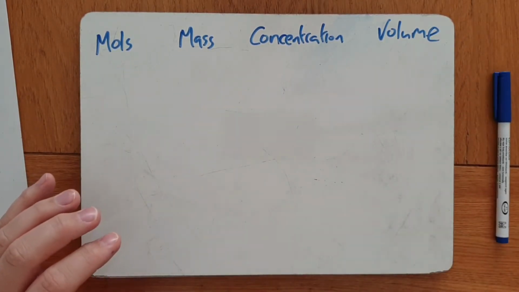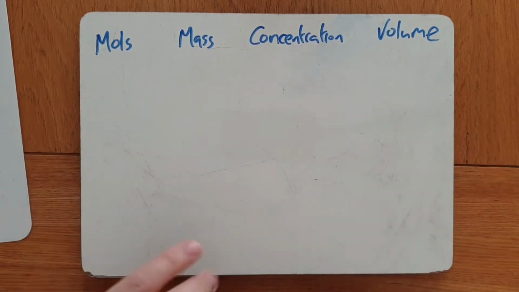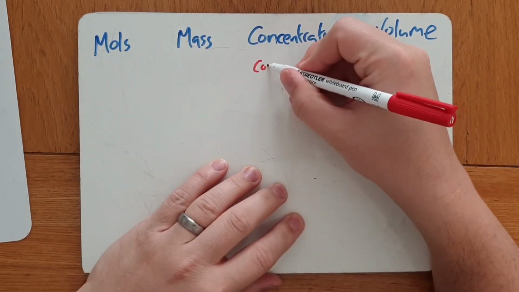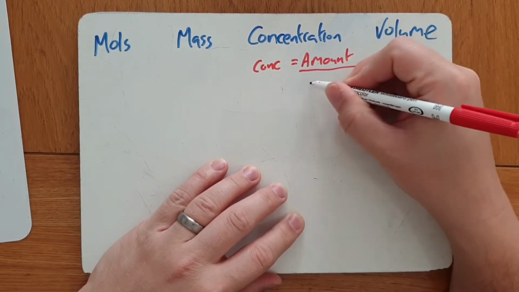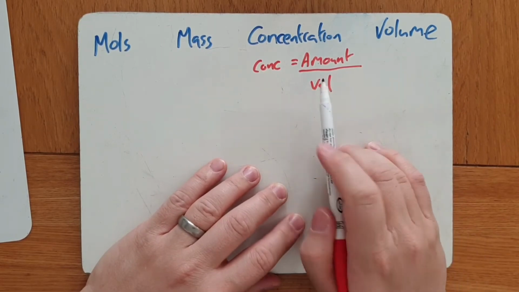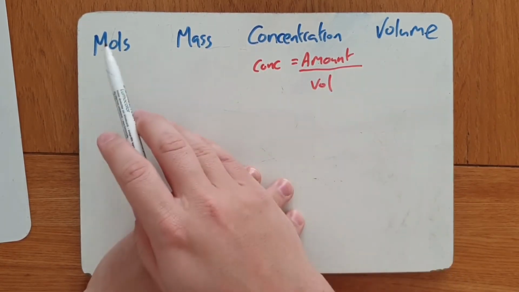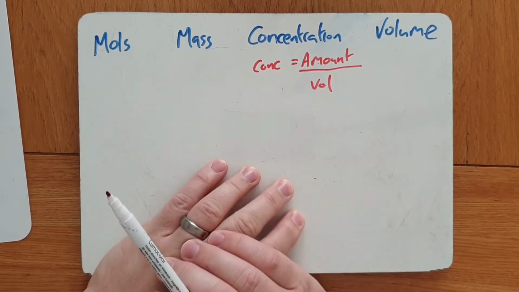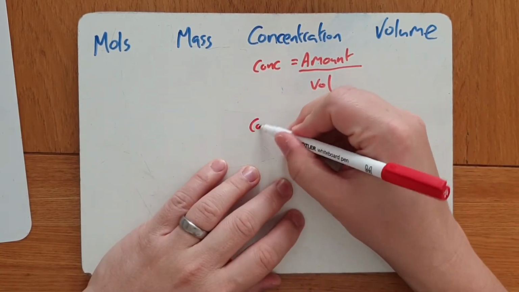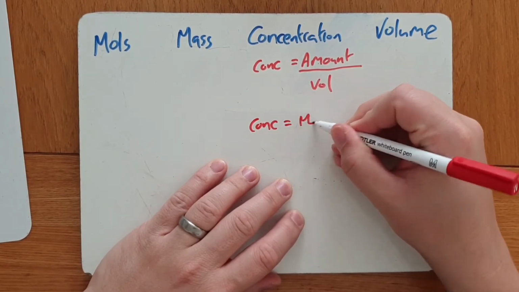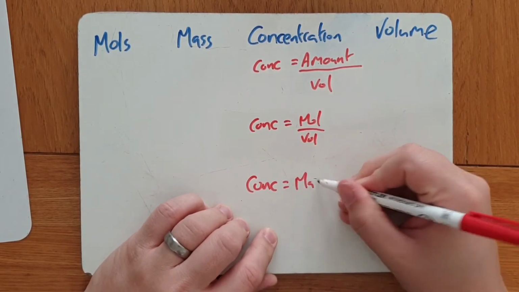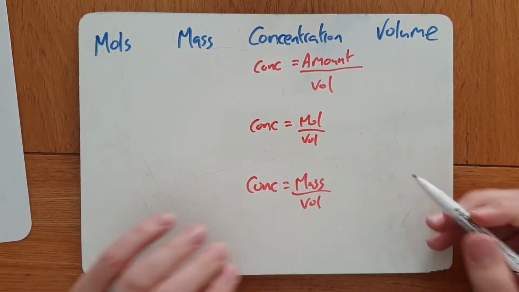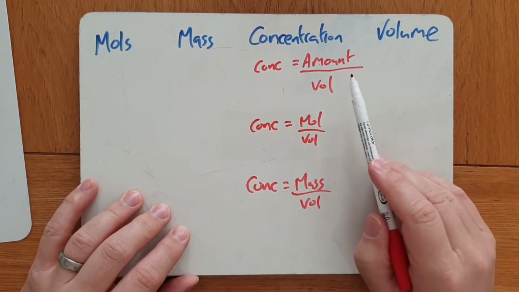Now, I think one of the most difficult things is the fact that concentration has technically got two equations, although it is just one, really. If you remember that concentration is the amount of something, how much of something you've got in a certain volume. Now, in chemistry, we've got two ways of measuring amount. We can talk about how many moles of something, or we can talk about the mass. So you can have concentration equals moles over volume, or you can have concentration equals mass over volume.